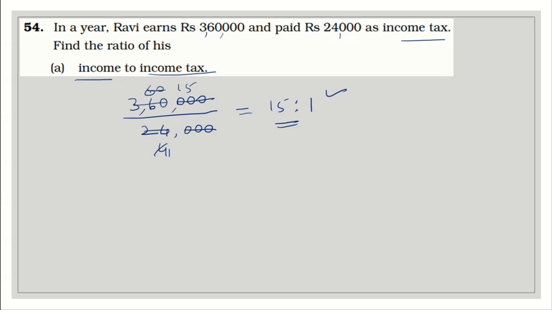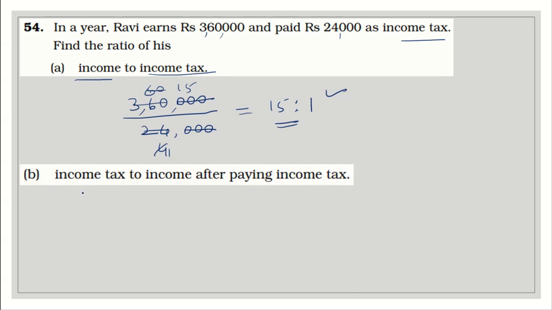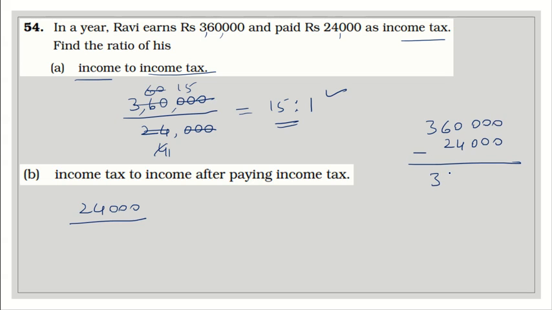And moving on to the second question, part B: income tax to income after paying income tax. So income tax is 24,000 and income after paying income tax, that means you have to subtract this 24,000 which he is paying as income tax out of 3,60,000. So it gives 3,36,000, which is going to be his income after paying income tax.